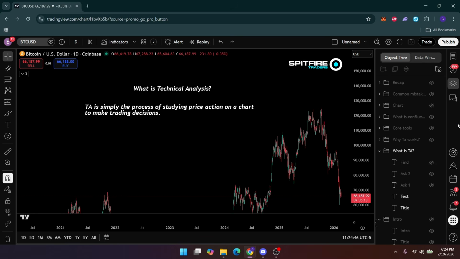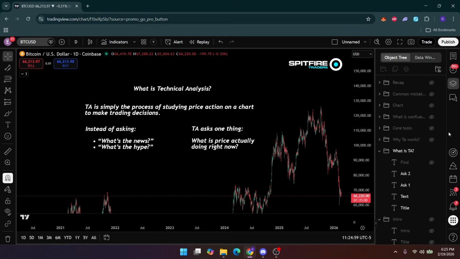Technical analysis is simply the process of studying price action on a chart in order to make trading decisions. Instead of asking what's the news or what's the hype, technical analysis asks one thing: what is price actually doing right now? Because price reflects everything: buyers and sellers, fear and greed, liquidity, and levels where institutions are interested in. Technical analysis is basically the language of the market. Many traders use it for one reason only: to find high probability areas to enter and exit trades.